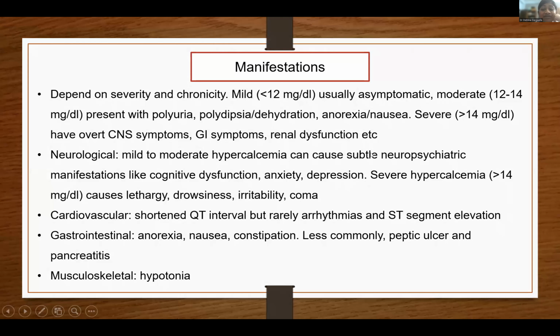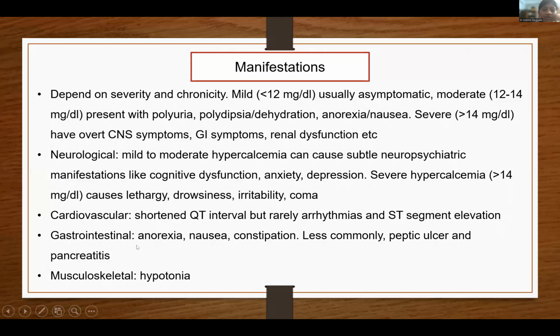But this is when the hypercalcemia is severe. In mild to moderate cases, it can cause subtle neuropsychiatric manifestations also, like cognitive dysfunction, anxiety, depression, which may not always be possible to notice. On the cardiovascular system, it can shorten the QT interval, but rarely it causes arrhythmias. Sometimes it can cause ST segment elevation also.